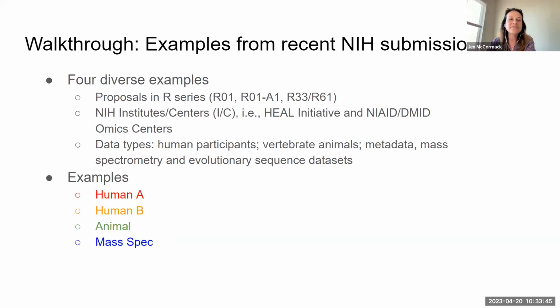So as I said, I have 4 diverse examples. These 4 were proposals in the R series. This includes an R01, an R01A1 or resubmission, and then a really interesting one, which is a combination of an R33 and R61. Without getting into the weeds of that, that's basically 2 different types of data collection over an extended grant cycle. It was also a diversity of NIH institutes and centers, or ICs, including the HEAL initiative. And I bring that out because, as Jerry shared early on, there are NIH ICs that have always had a data management and sharing plan, and the HEAL initiative is one of those. And then you'll note I used a little color coding to help us. Next slide.